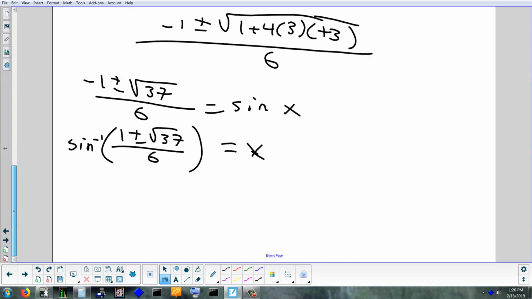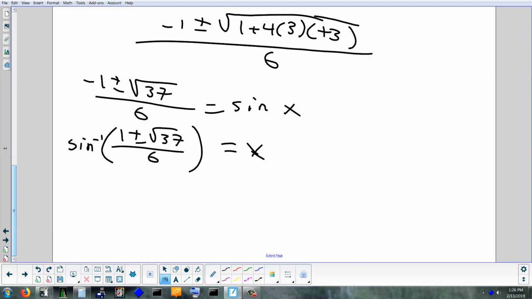Now, I said that you can only take inverse sine if the number is between what and what. Like we did one earlier that was too big. We did inverse sine of 3 over 2, or 1.5. It was too big. This has to come out between what two numbers? Negative 1 and 1.